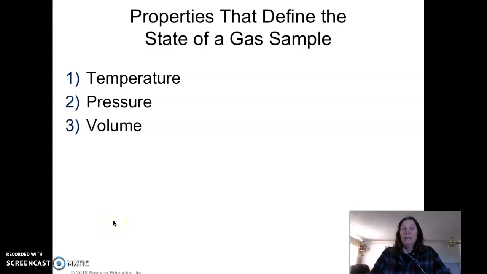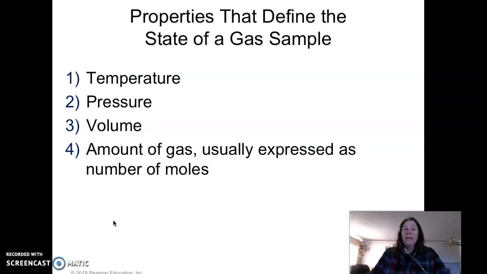If you open it up and let it expand, it'll take up more volume. So pressure and temperature affect volume. Volume and pressure affect the other 2 as well. And the last one is the amount of gas. How much gas do you actually have? It's usually expressed in the number of moles. That's the way we measure things in chemistry. So the number of moles.